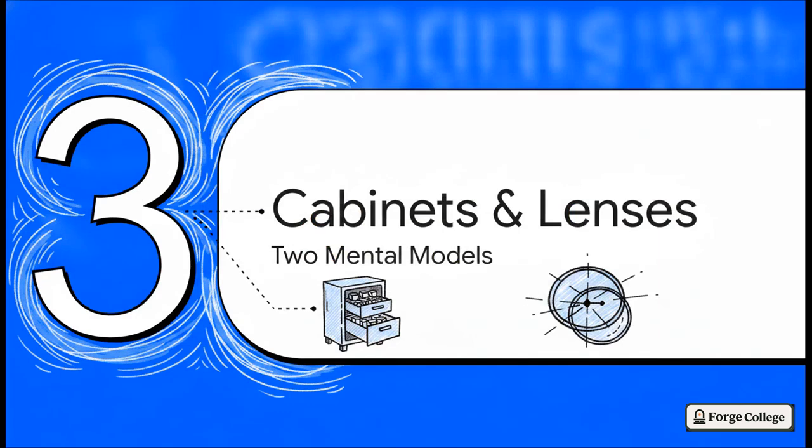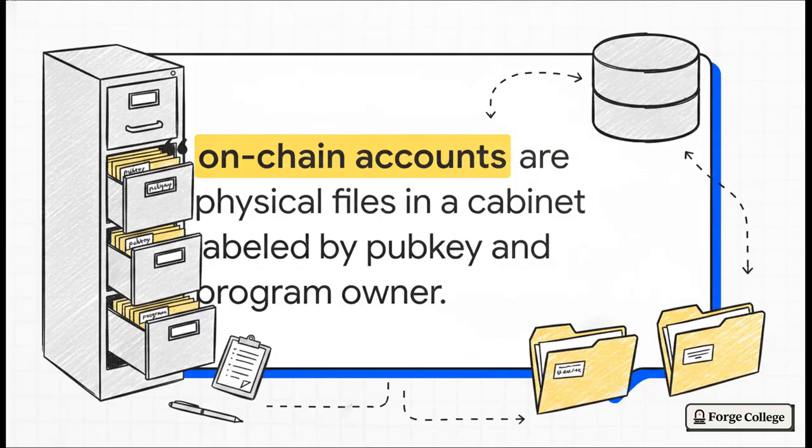Section 3, filing cabinets and lenses, 2 mental models. I know this can sound a bit abstract right now, so to keep us grounded, let's use 2 mental models to visualize how we handle this data. Adopting these is going to save you a tremendous amount of frustration when you're designing your ingestion pipelines.